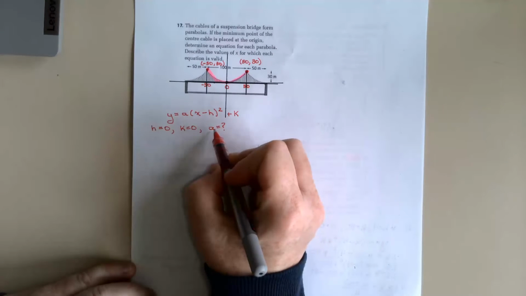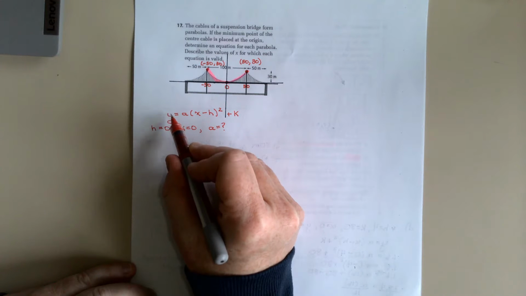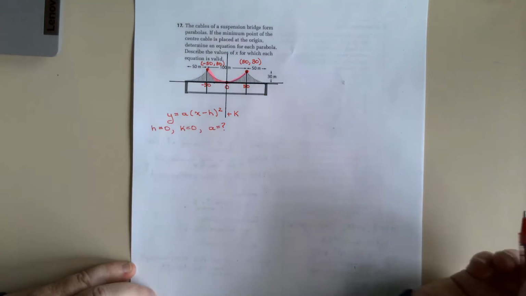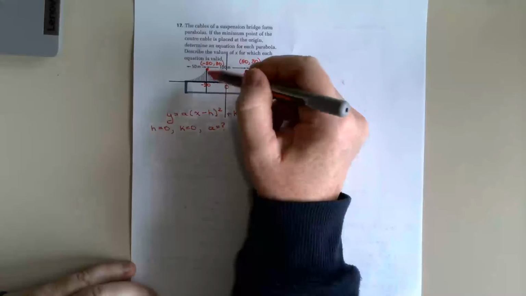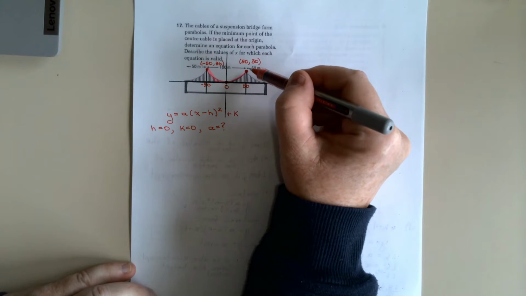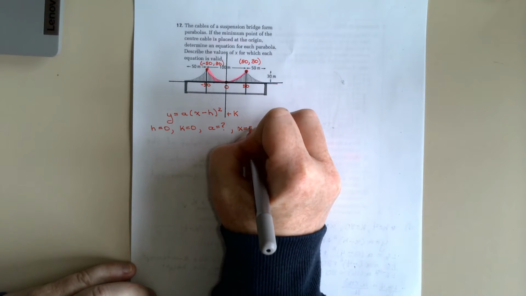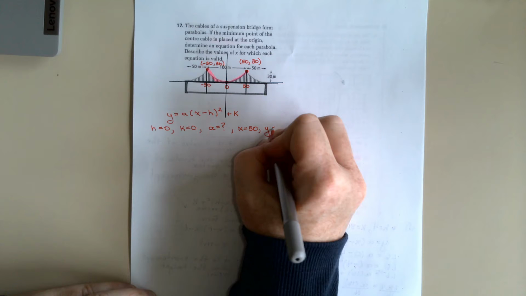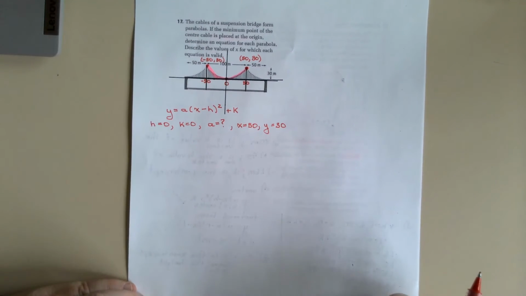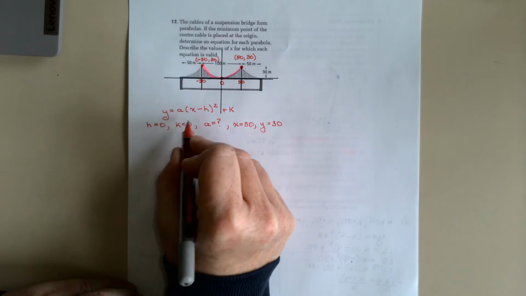In order to figure out what a equals, if I know an x and a y, then I can plug numbers in for y, x, h, and k, and then as long as I have numbers for everything else, I can figure out a. So if I look on my parabola, I know 2 other points: negative 50 and 30, and 50 and 30. I can pick either one, so I'm going to set x equal to 50 and y equal to 30. So I've got enough information now to figure out a. Let's replace all of the letters with their appropriate numbers.